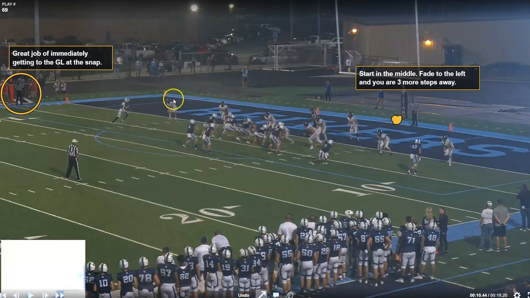And again, back judges, just start out in the middle. Don't worry about it. If they run a fade to this guy, if he runs this route right here, which is a route they're going to run a lot, the fade to the back corner, you want to be in the middle. Otherwise, you're two or three steps away. So just start out and stay in the middle.